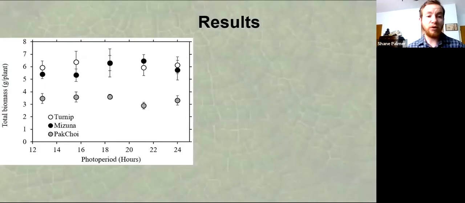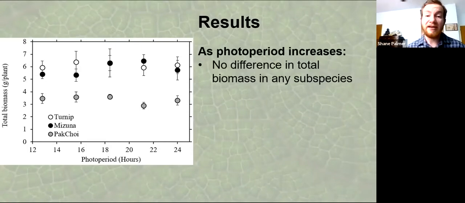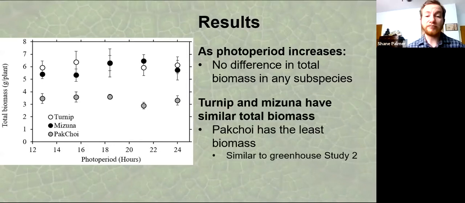Here are the results of the total biomass. This was kind of surprising to me because I thought I had conducted this experiment pretty similar to the first photoperiod study in the same chamber, but this time, as photoperiod increased, we did not see a difference in total biomass in any of these subspecies. I was puzzled by that, since in the first photoperiod study we did get an increase in biomass, and that's been supported by other research from other people, both inside and outside of our lab.